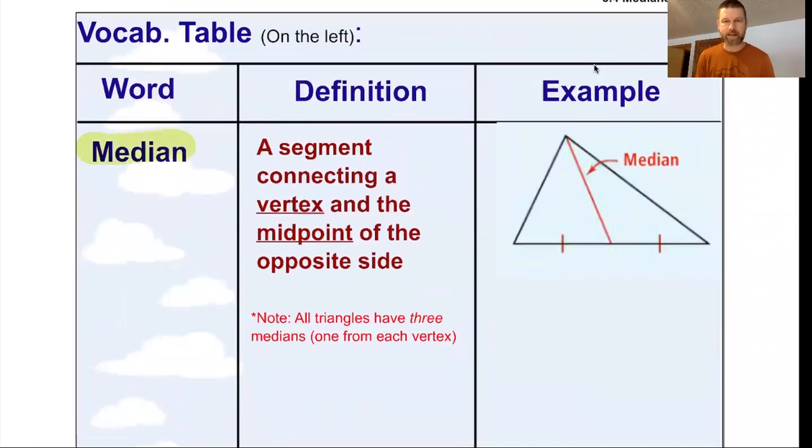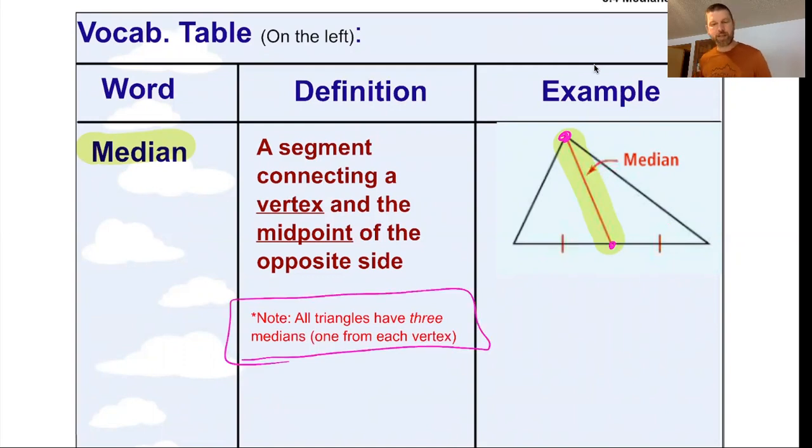So, first off, a median. A median connects a vertex to the midpoint of the opposite side. So this would be an example of a median. It's connecting a vertex, right there, to the midpoint on the opposite side. I know it's a midpoint because those were marked equal. So that's a median. Please note, all triangles have three medians, one from each vertex.